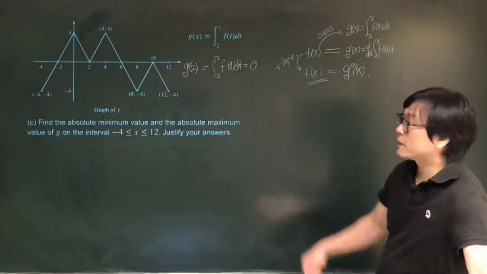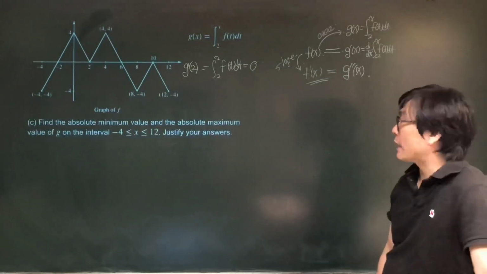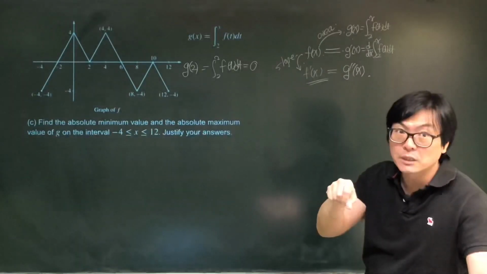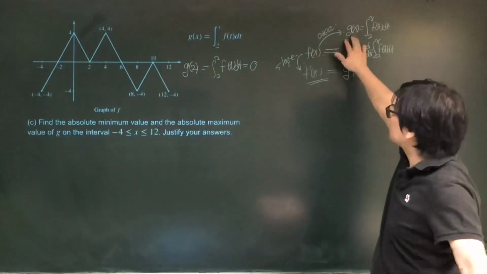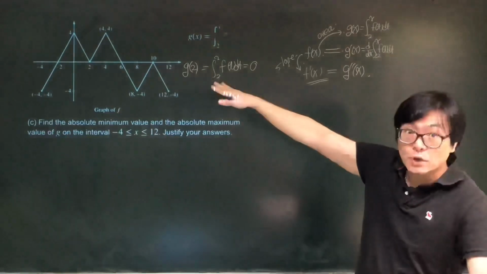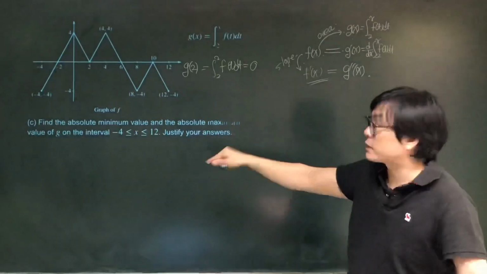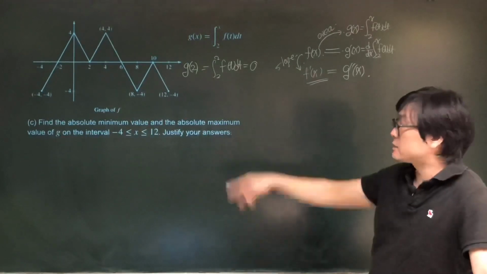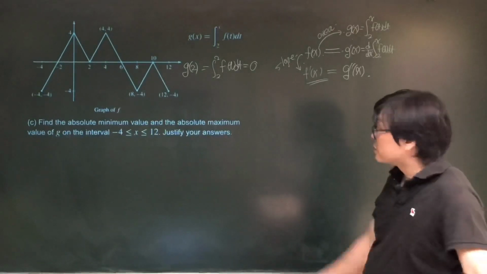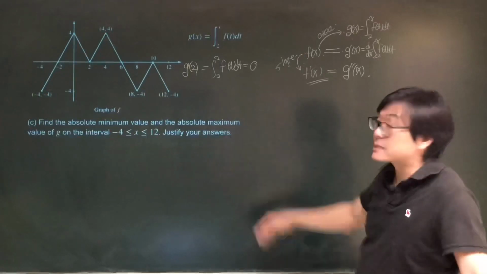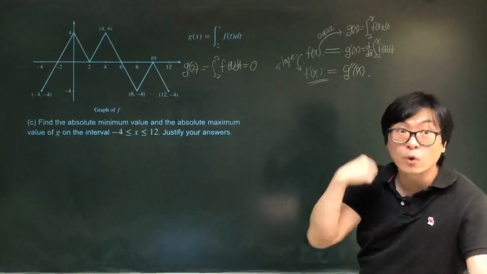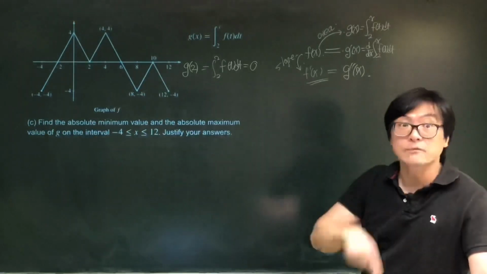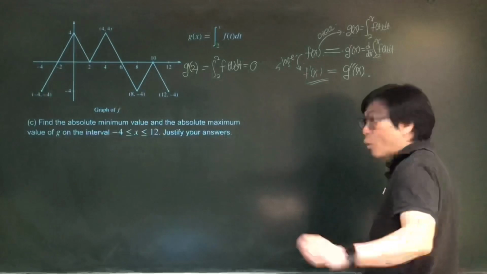Now, we need to find the absolute minimum value and the absolute maximum value of G. So we need to find the value of G. We know G of x is the integral of f of t, so we need to find the area to find the actual value of the absolute maximum or absolute minimum in this interval. Since we want to find the minimum and maximum, we have to gather all the points having a local maximum or local minimum, and do not forget about the endpoints. That's all we need to do.